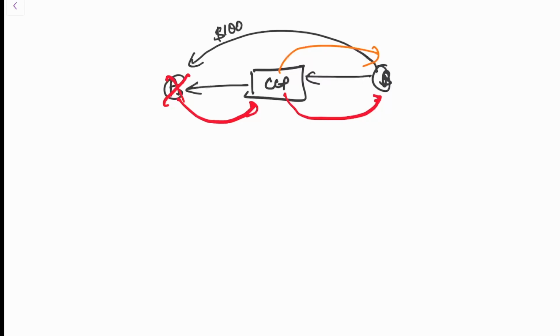So over here, CCP actually works as the risk absorber. It absorbs the risk so that the entire market becomes safe and more transparent. Now, let us take a simple example to understand how CCP is actually working.